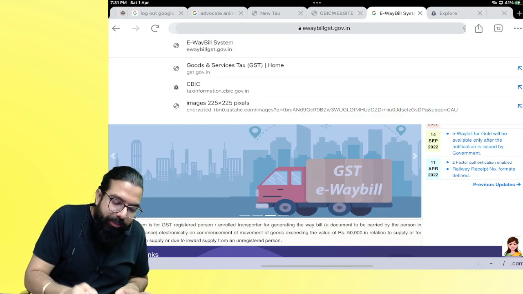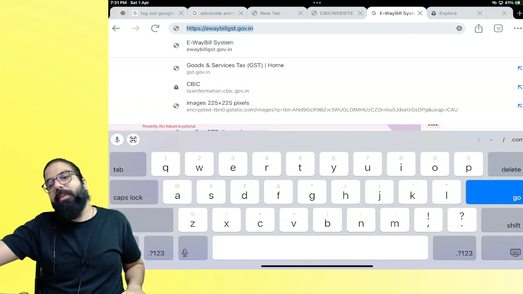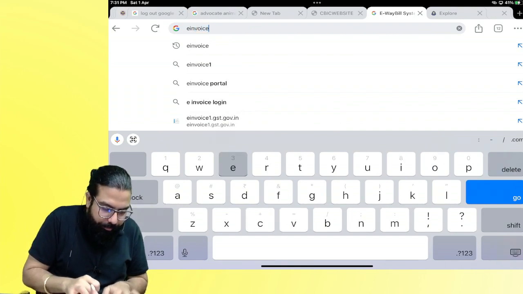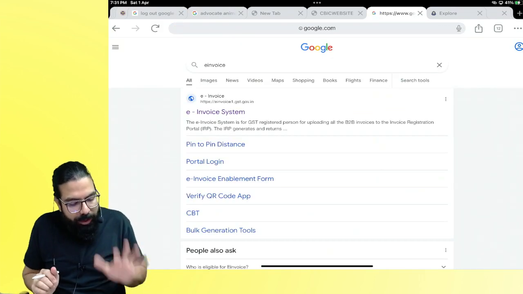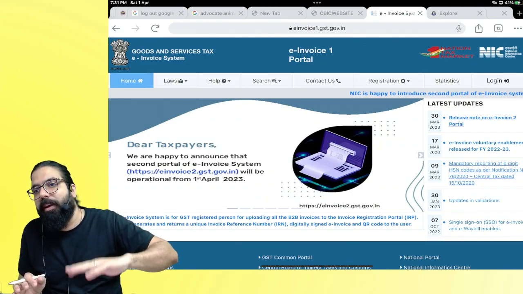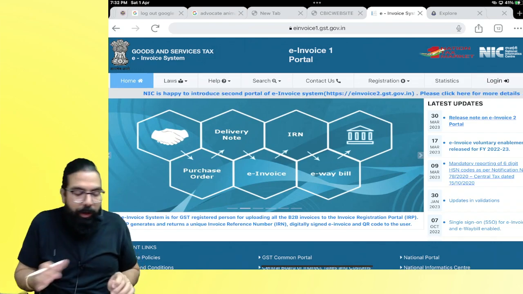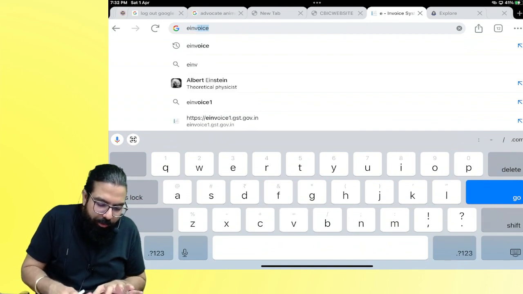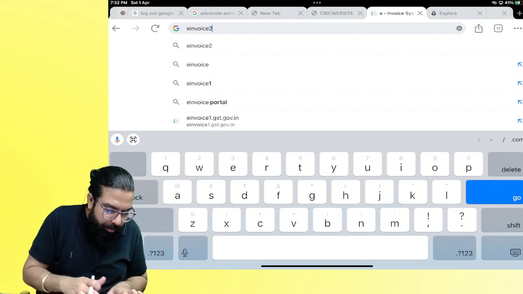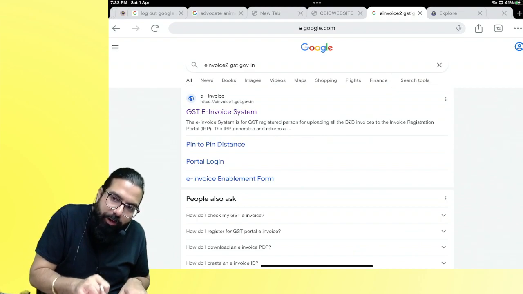Now, there is one more concept which we'll be learning in our chapter of invoice. I'll talk about it in detail over there, which is known as e-invoice. E-invoicing. In GST, we'll be learning about e-invoicing, and this is the portal for doing e-invoicing. E-invoice1 gst.gov.in. Are we clear? Like that, government has created e-invoice 1, e-invoice 2, gst.gov.in.